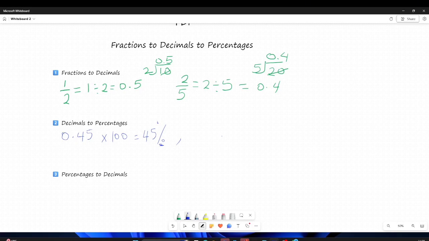Another example is if we have 0.08 as a decimal, what do you do? If you want to convert that into a percentage, all you have to do is multiply that by 100, and that would give you 8%. Remember your percentage sign. So that shows that you've converted from decimals to percentages.